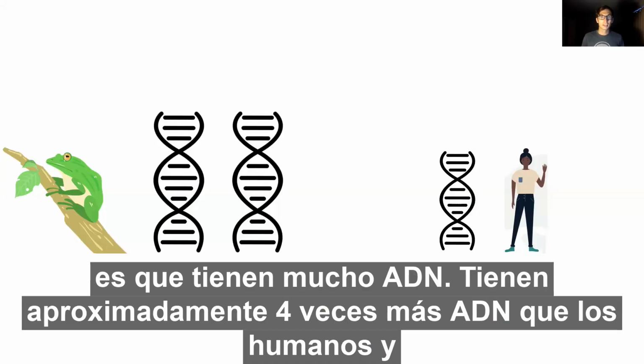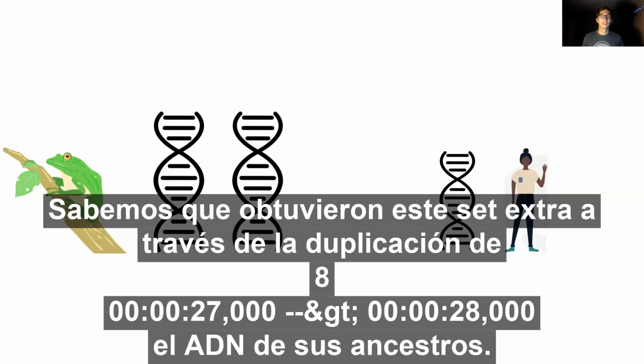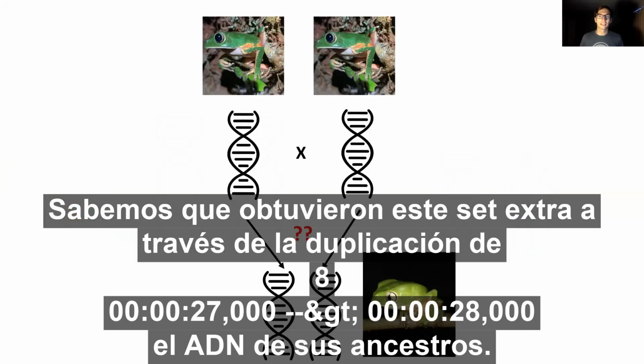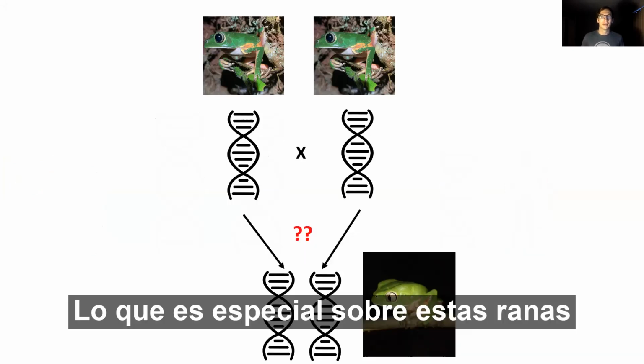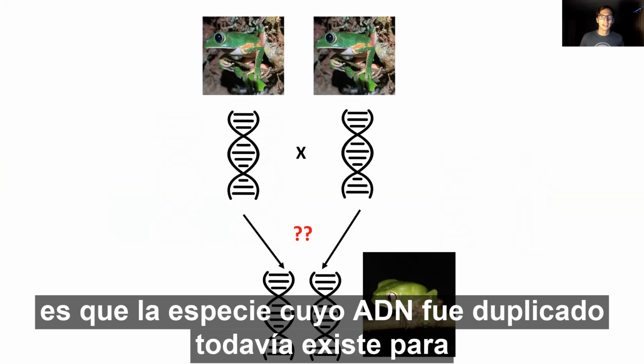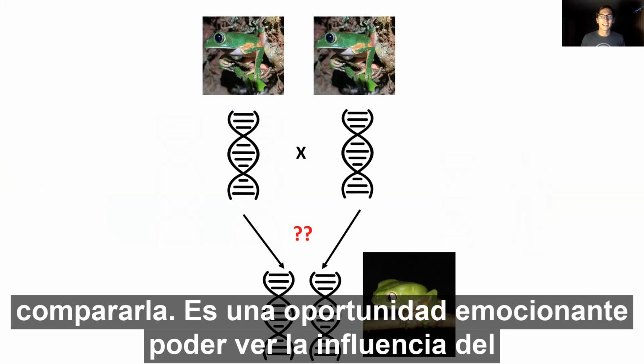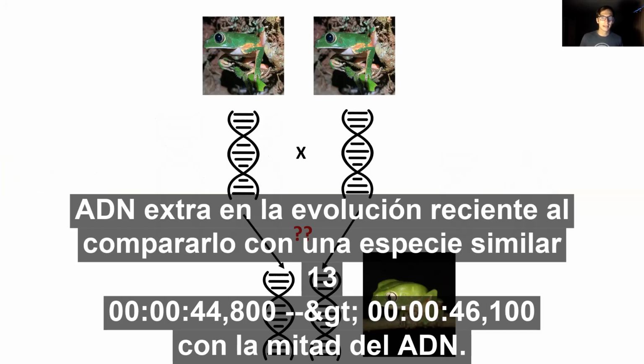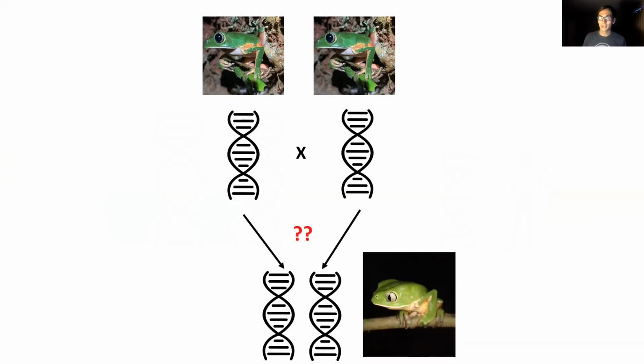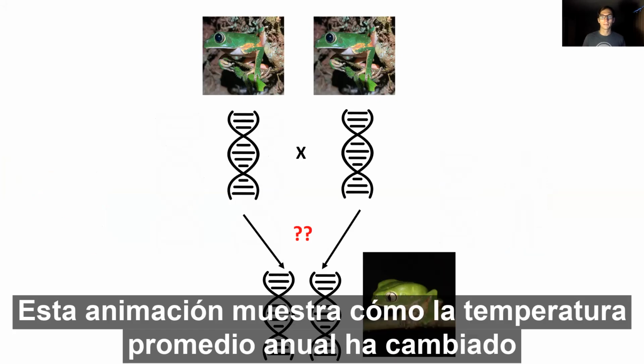They have about 4 times as much DNA as humans and an extra set of chromosomes. We know that they got this extra set through the duplication of their ancestors' DNA. What's special about these frogs is that the species whose DNA was duplicated is still around for us to compare with. It's an exciting opportunity to see the influence of this extra DNA on recent evolution when compared to a similar species with half the amount of DNA.